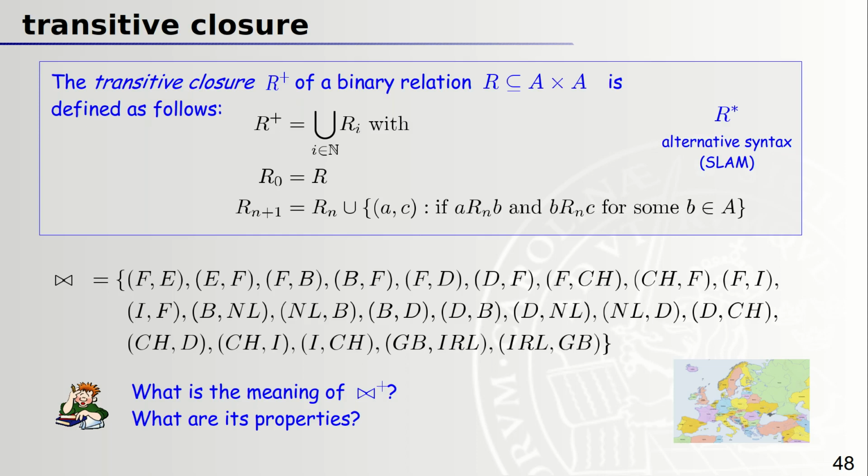What does the transitive closure of bow tie represent? What does the result of iterating this relation over itself again and again, adding implied edges or pairs to it? What properties does it have?